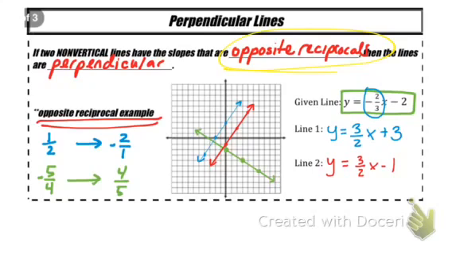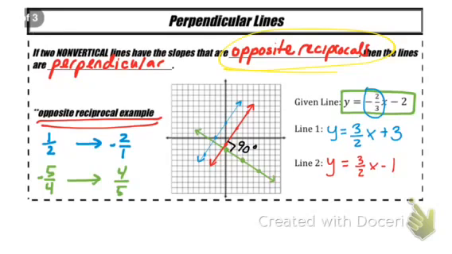Now, one thing that I need to point out to you is when lines are perpendicular, a certain angle is formed. When we graphed line 2 on the coordinate plane, when it intersected the green line, which is the original given line, it created a right angle, which is a 90-degree angle.